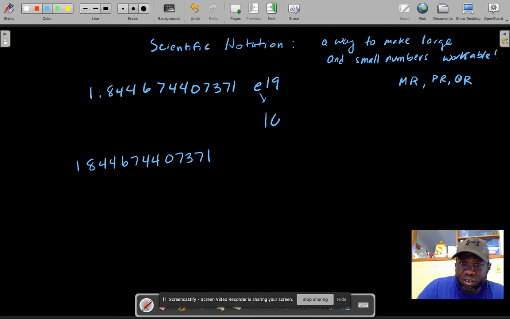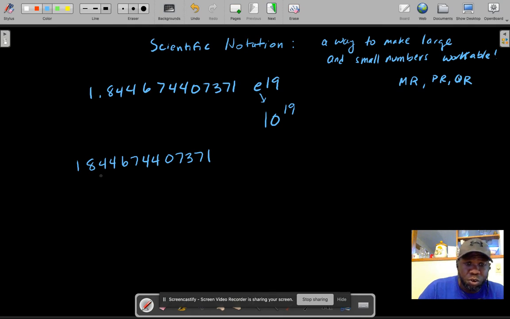And then this is going to be 19. So that's how it really represents 10 to the power of 19. So basically 10 times 10 times 10 times 10, 19 times. Whatever that equals, then we're going to multiply it by that number here. But there's an easier way to do that so you don't have to do all that multiplication.